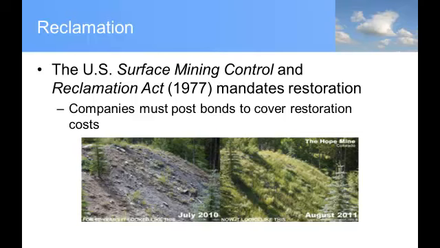Before that, what companies often did, once they were done mining, was declare bankruptcy and dissolve the company and then stick the taxpayers with the cost of reclaiming the area. Now they're required to post bonds so that there's money guaranteed to be there to cover restoration costs once the mining is completed.